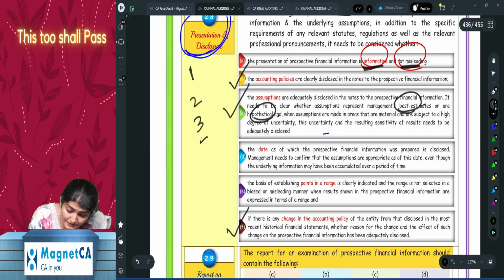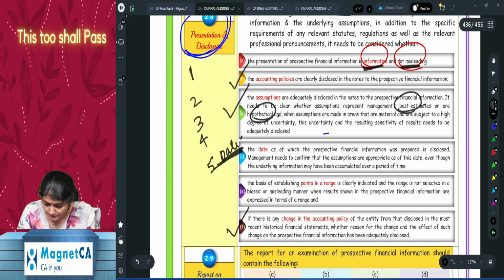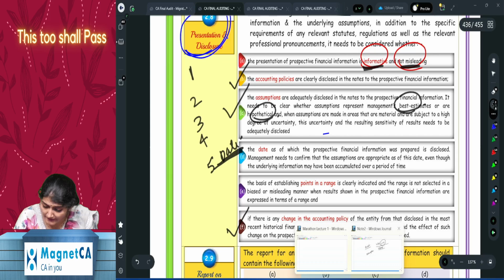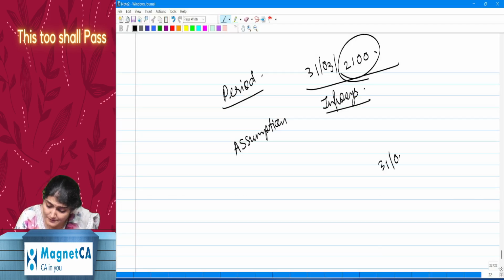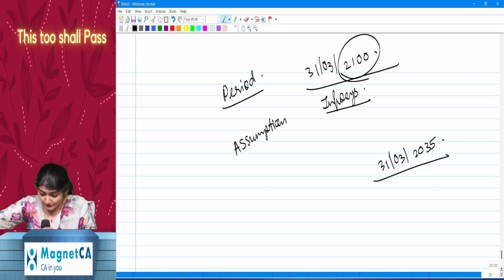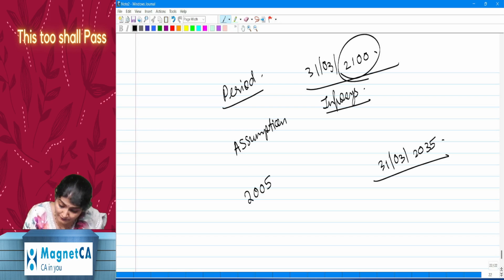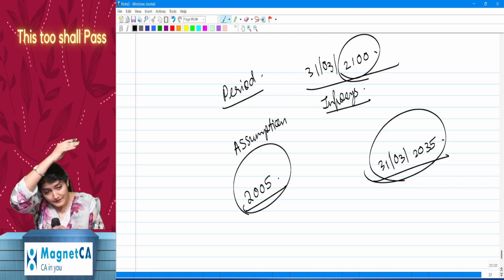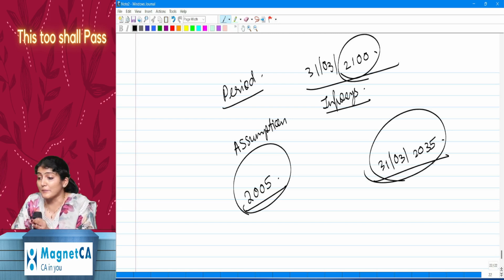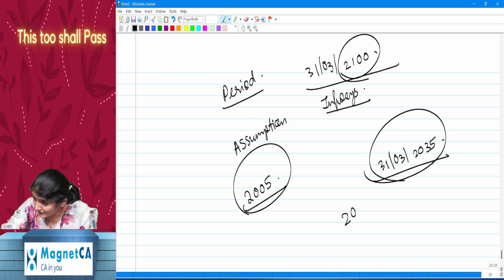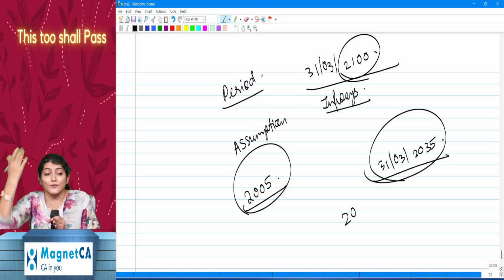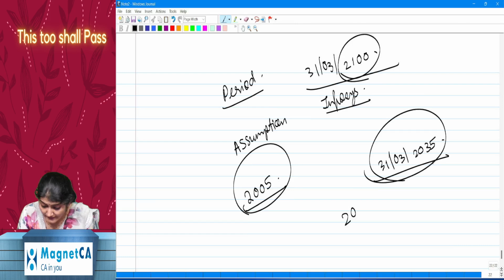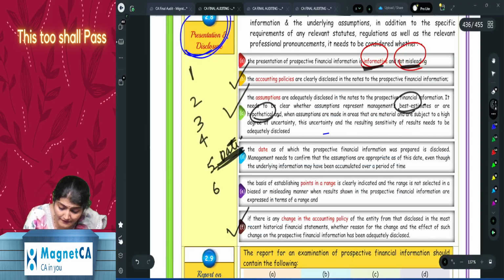Then, on which date did you prepare this prospective financial information? You understand? Say somebody is giving you the prospective financial information for 31st March 2035. So you say, oh, it's future, prospective. But it was prepared in 2005. It is prospective, but it was prepared in 2005. So the date on which it has been prepared matters. It should be prepared in 2025 or 24, not in 2005. Again, it will be misleading. So it says the date on which the prospective has been prepared.